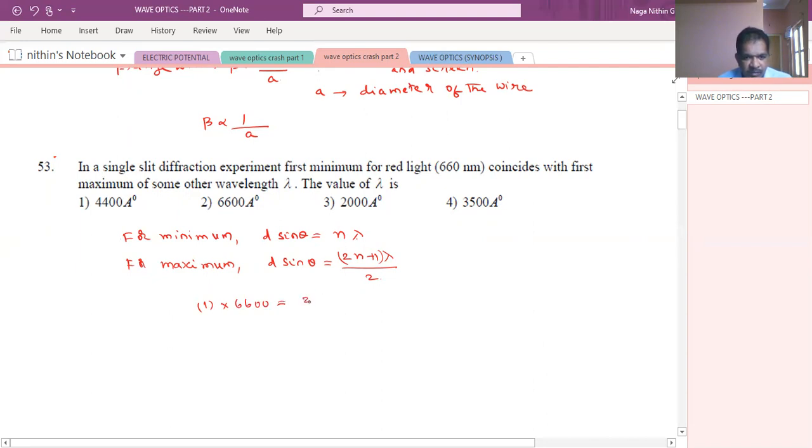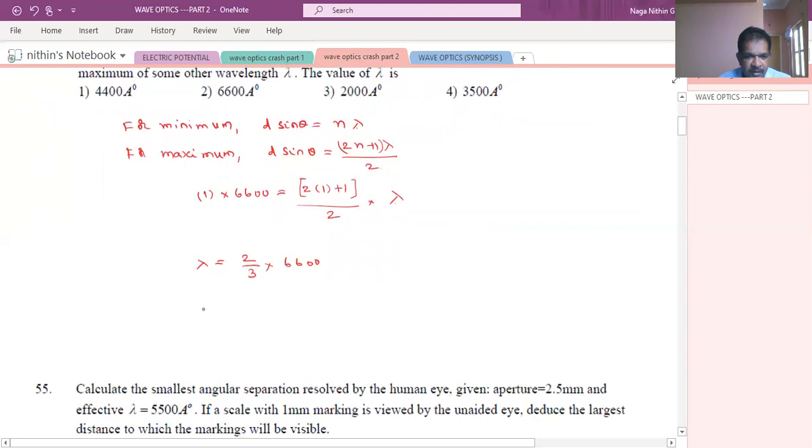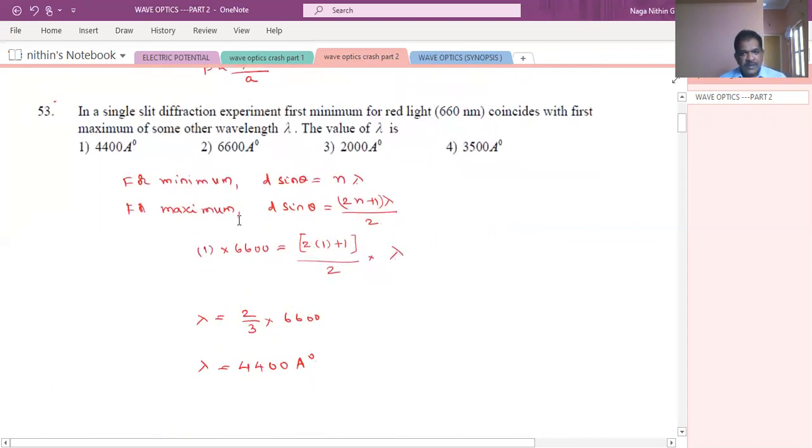And for this also, first maximum, 3 divided by 2 into lambda. So lambda is equal to 2 by 3 into 6,600. So lambda value will be 4,400 angstrom unit. First minimum coincides with first maximum of another wavelength. What is that wavelength? They are asking. So this is the answer for it.